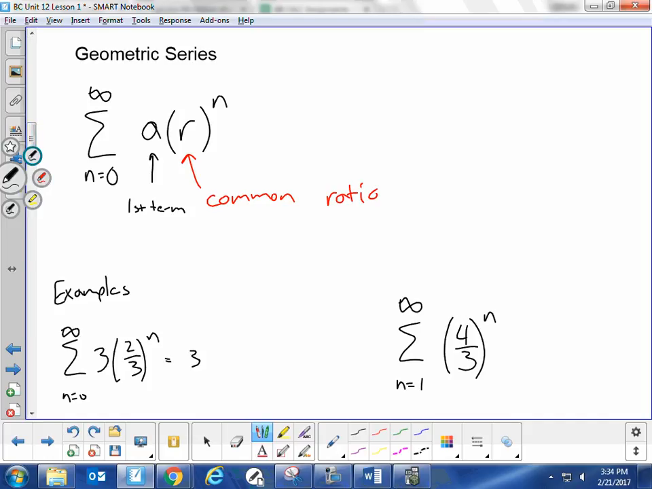Okay? Here are examples of geometric series. This would be 3 plus 3 times 2 thirds, plus 3 times 4 over 9, which would be 12 ninths, plus 3 times 8 over 27, et cetera, et cetera. Here's another geometric series where it's just 4 thirds to the n. So this would be 4 thirds plus 16 ninths plus, et cetera.